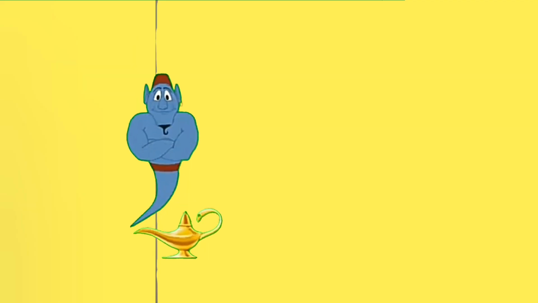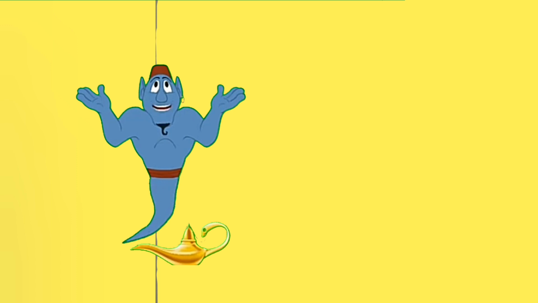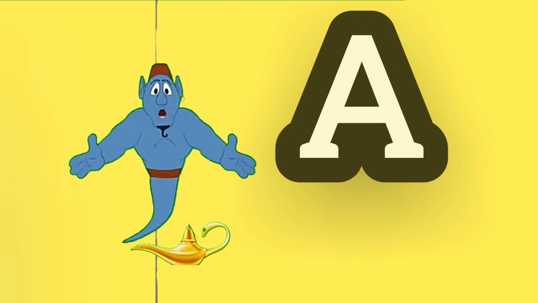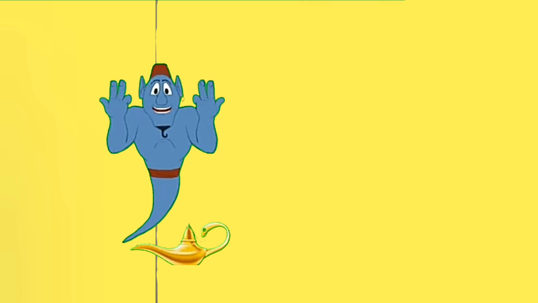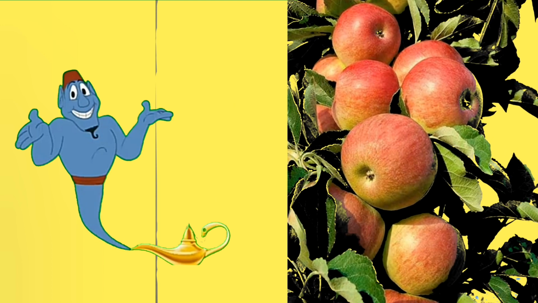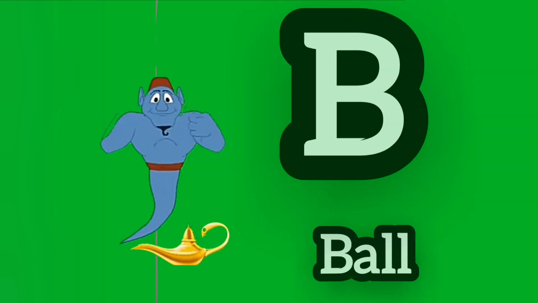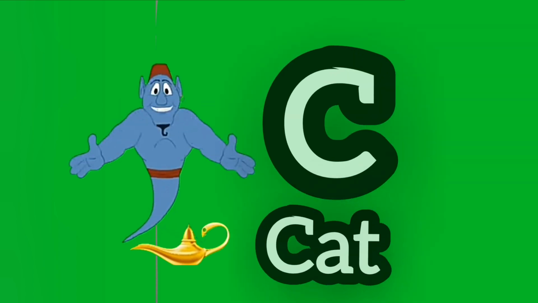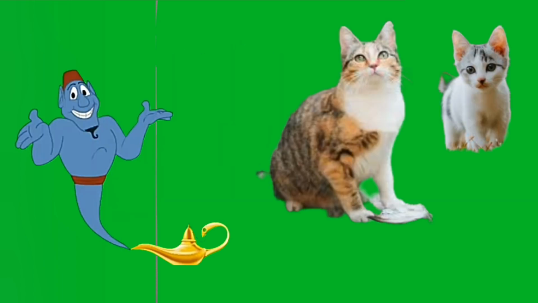Today we will learn English alphabet with word. Let's start. A. A for apple. These are apples. Now B. B for ball. These are balls. Now C. C for cat. These are cats.